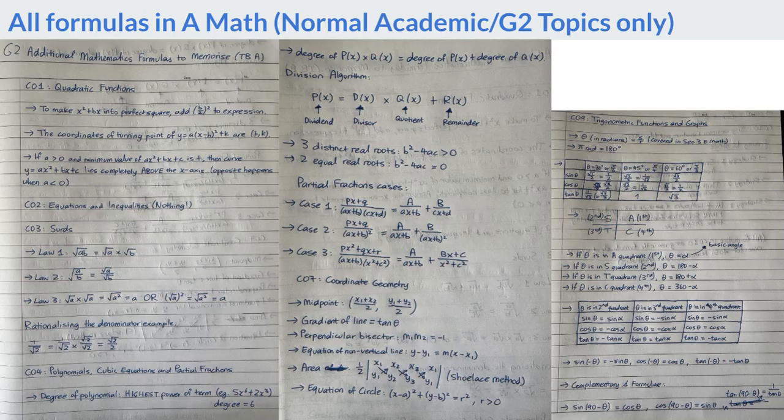Okay, nothing wrong? Okay, law 2 is the most important one. I think you all must take it down. Law 2 is root A over B equals root A over root B. So what does this mean? It's the same as law 1, but this time round you need to put a fraction sign.